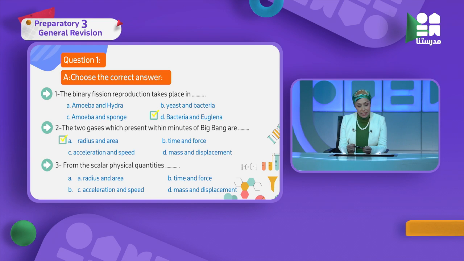From the scalar physical quantities, which of those are scalar physical quantities? Either radius and area, time and force, or acceleration and speed, mass and displacement. In this type of question, sometimes it gives me one scalar and one vector in the same answer. So you have to concentrate well to choose both of them as scalar quantities. So which are the scalar quantities? Radius and area. This is the answer.